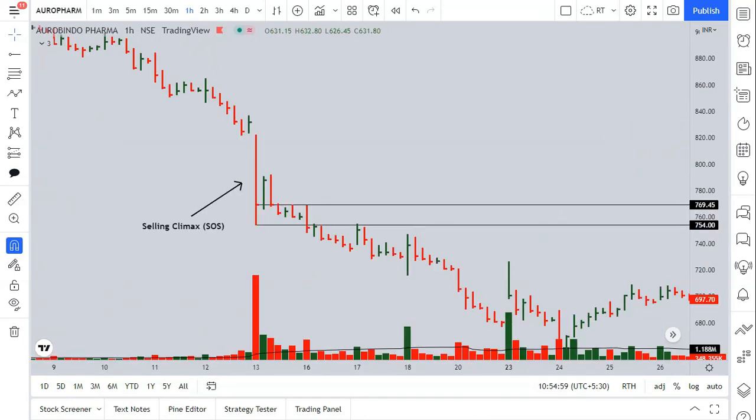Now there is a second example right here. It's Oro Pharma on the 1 hour time frame. Now there is a selling climax. If you don't know what a selling climax is, previously I already made a selling climax video.